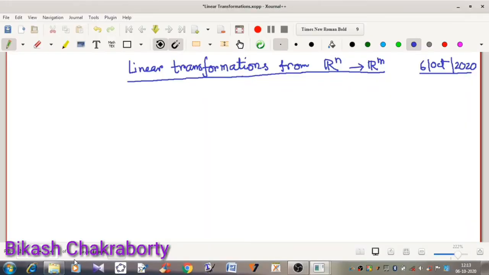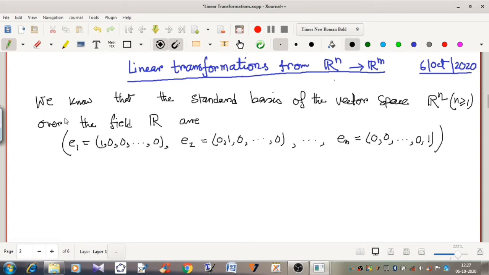Dear friends, in this lecture, we will demonstrate the linear transformations from the vector space Rn over R to the vector space Rn over R with respect to their standard basis. We know that the standard basis of the vector space Rn over the field R is E1, E2, up to En, where Ei means the ith coordinate is 1 and the rest of them are zeros. And here one point to be noted is that we are keeping the order of E1, E2, up to En fixed.